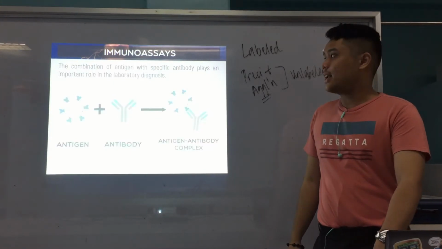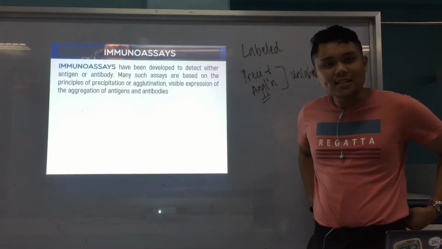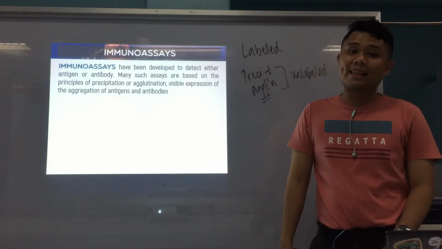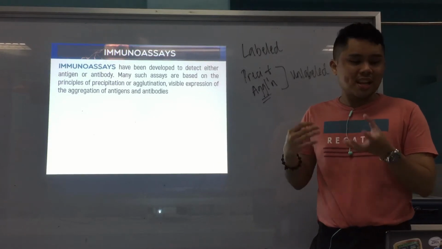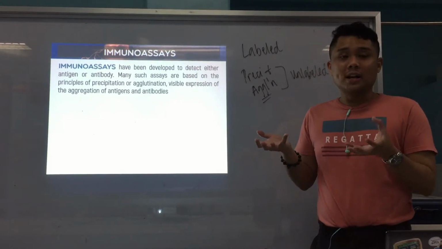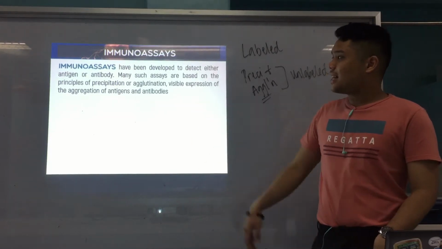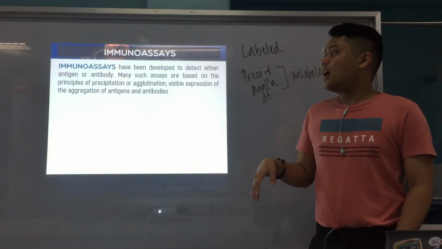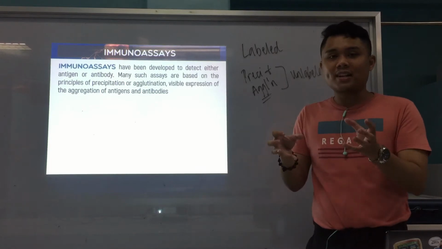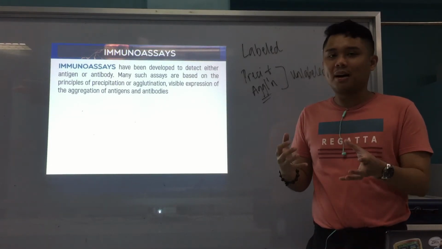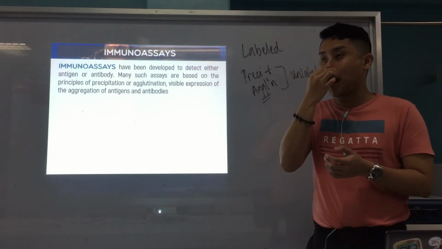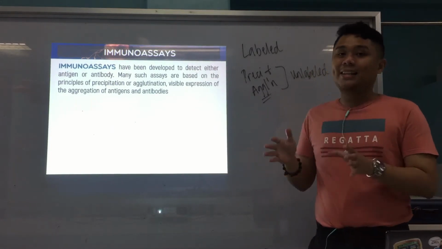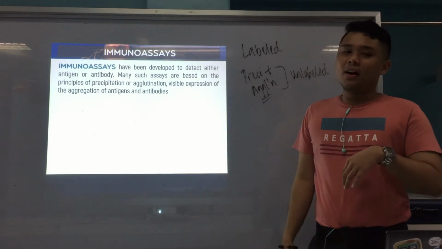All right. So again, immunoassays throughout the years have been developed to detect either antigen or antibody, depending on the need, depending on the test, depending on what you want to discover. And many assays, again, are based on the principles of precipitation and agglutination. And agglutination is the visible expression, so you can see the reaction between the antibody and antigen.